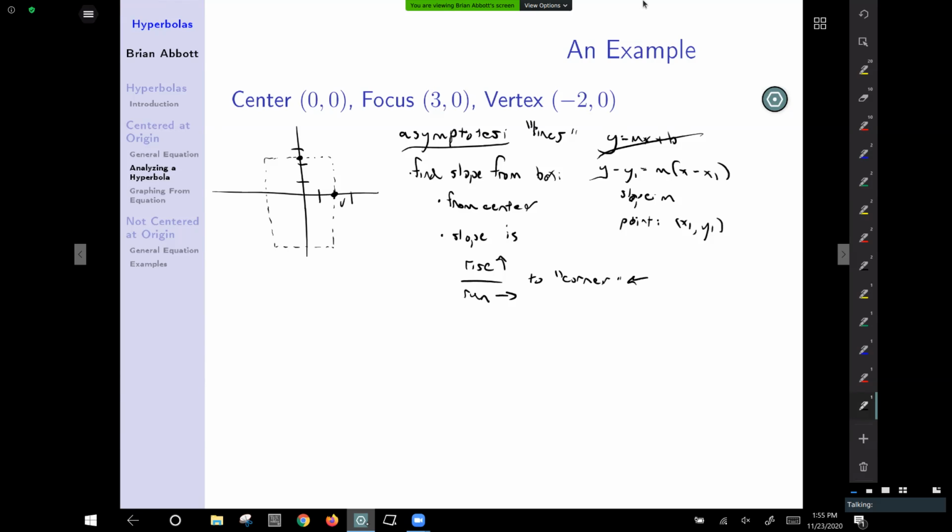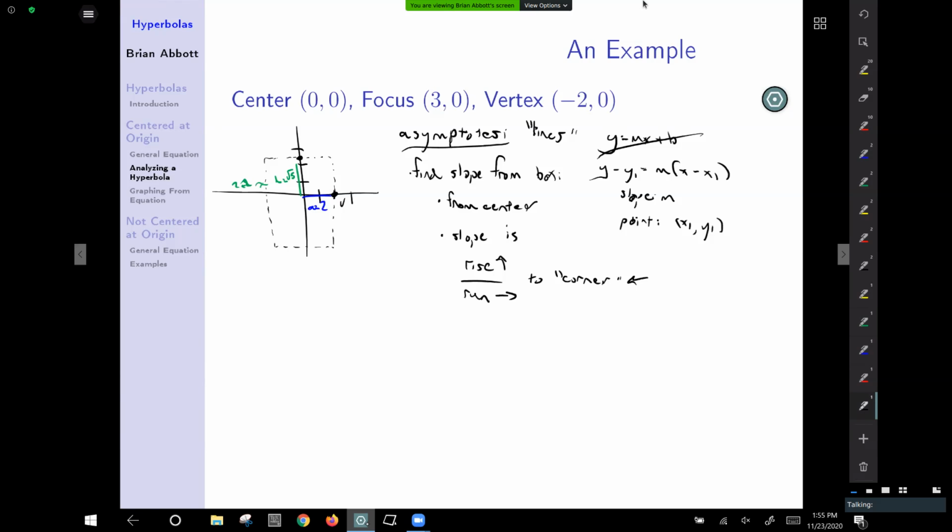And what do we mean by the corner? Well, the corner is going to be defined by a equals 2 and b equals root 5, which we approximated with 2.2, but we're going to use the exact value when we're doing this calculation. Okay, so rise over run.